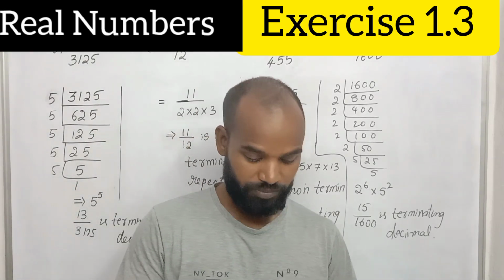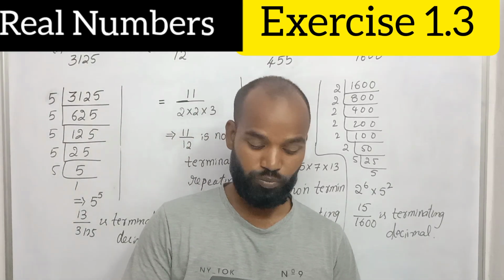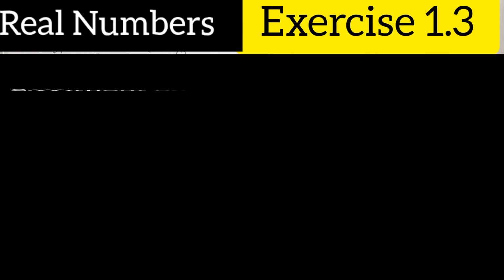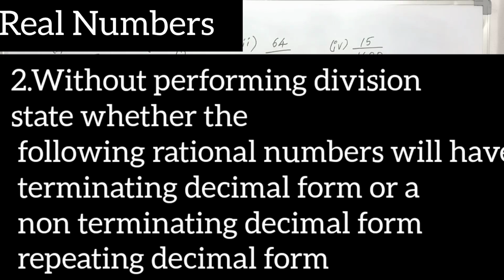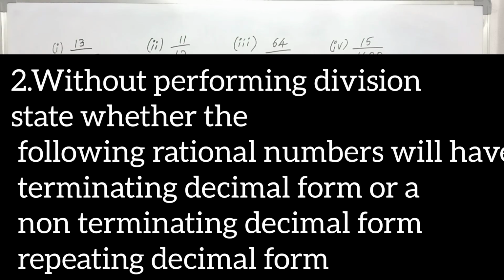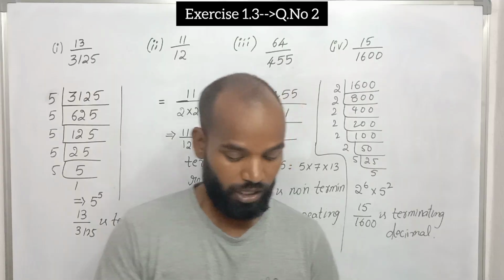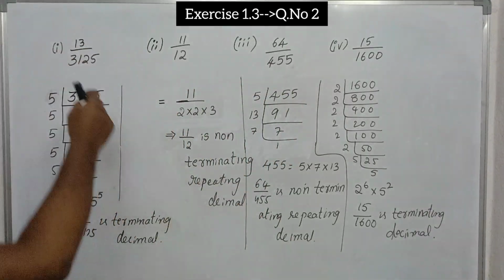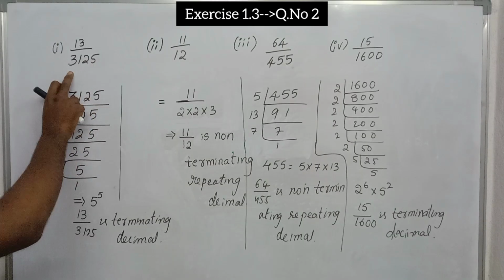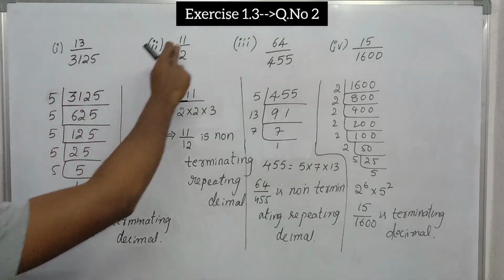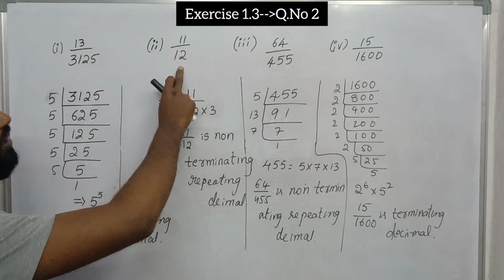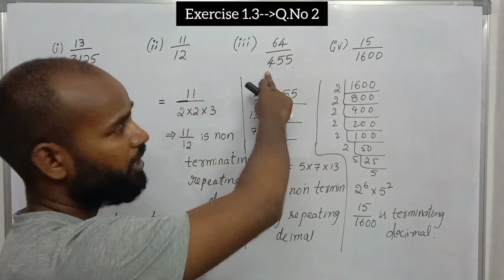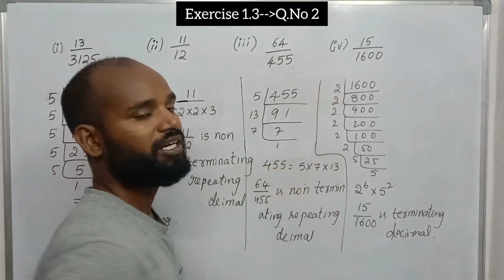Now we are in chapter 1, exercise 1.3, second bit. See the question once. Without performing division, state whether the following rational numbers will have terminating decimal form or non-terminating repeating decimal form. Check it. The first four questions I have written on the board. The first question is 13 by 3125, then 11 upon 12, 64 upon 455, 15 upon 1600.